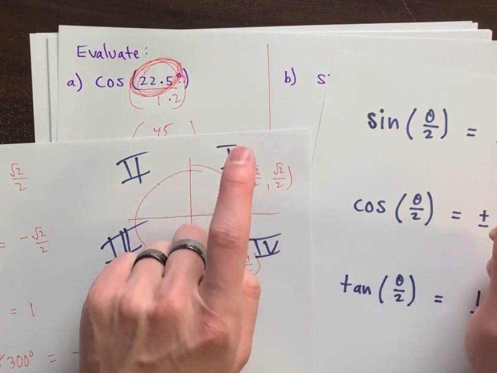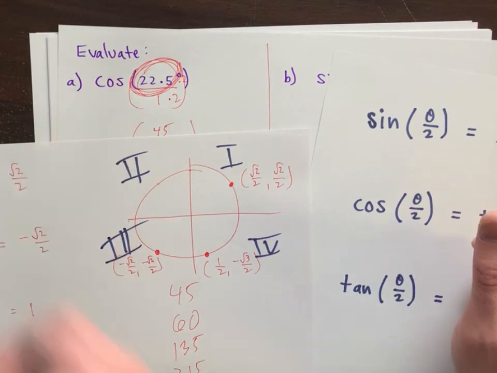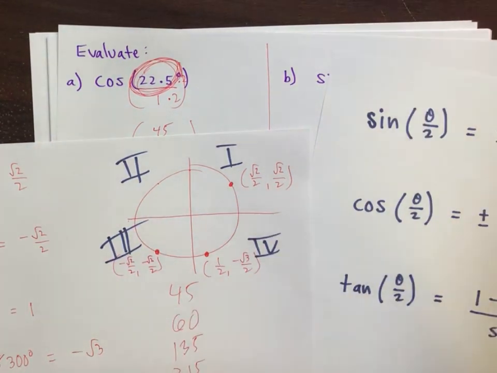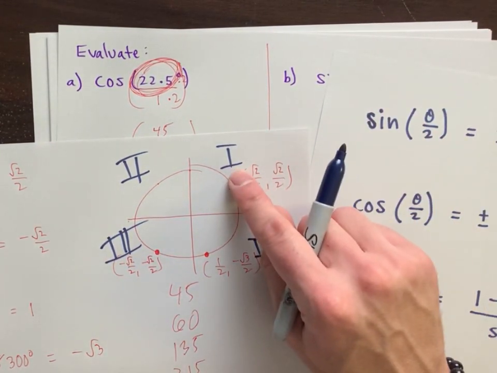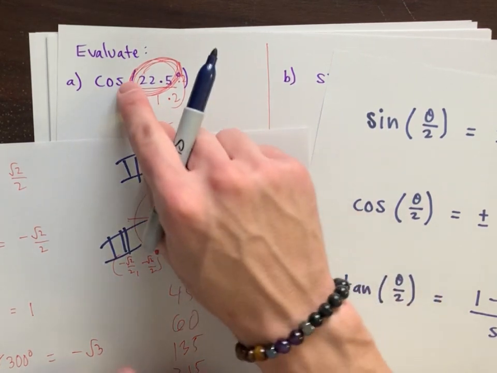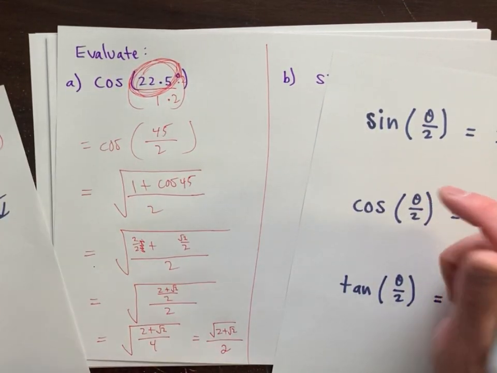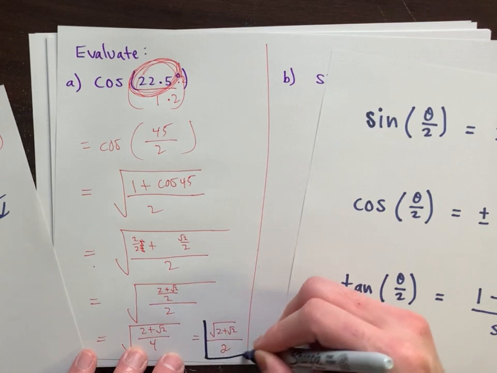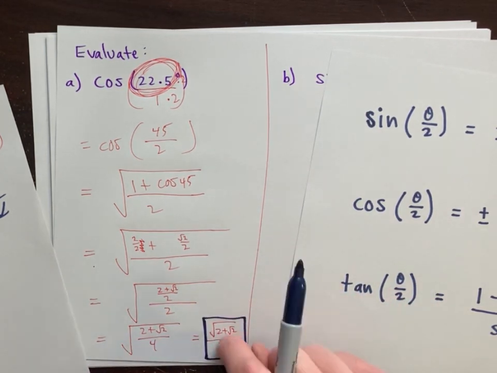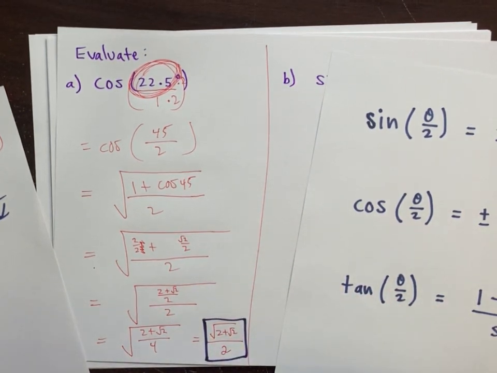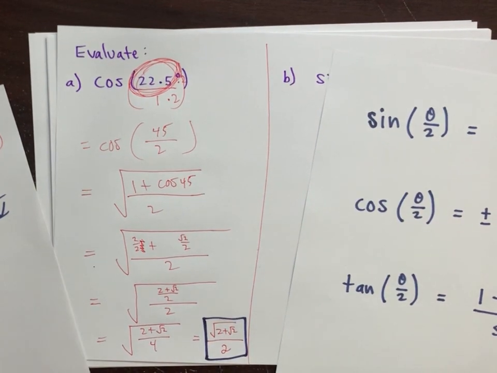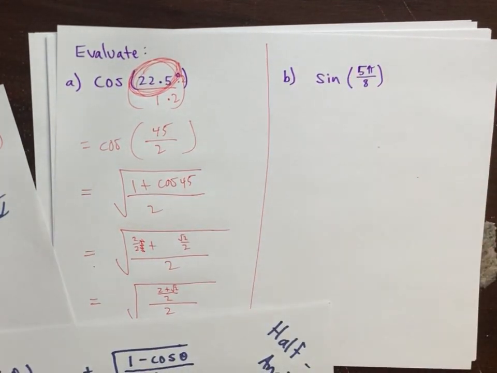And in quadrant 1, cosine is positive. As a matter of fact, everyone is positive in quadrant 1. And because that's positive in quadrant 1, your answer is going to be positive. So just leave it like this. And that is what you want to turn into the teacher. Let's try this one here and then we can call it a day.